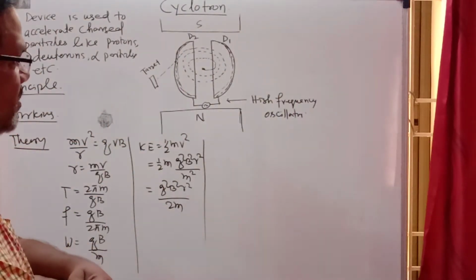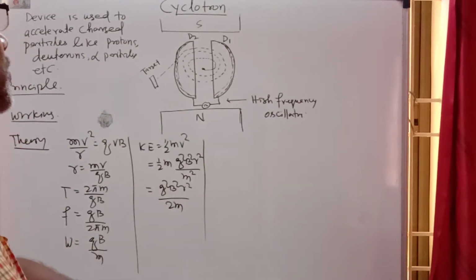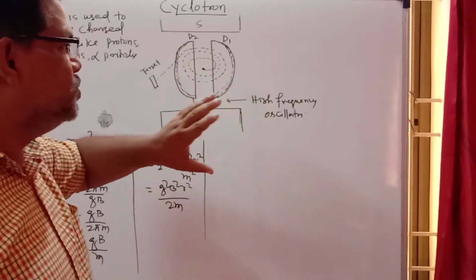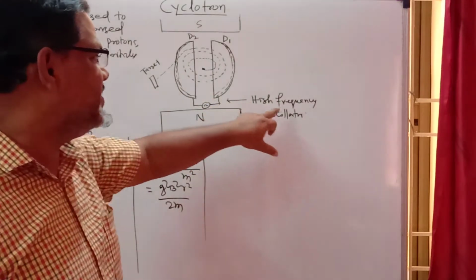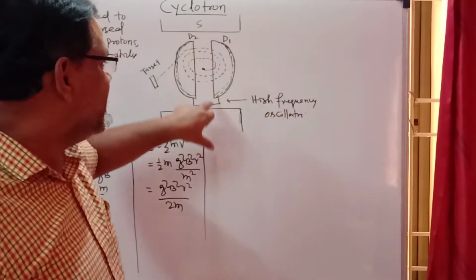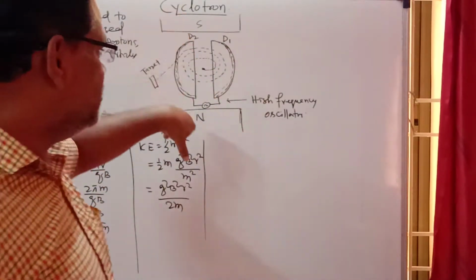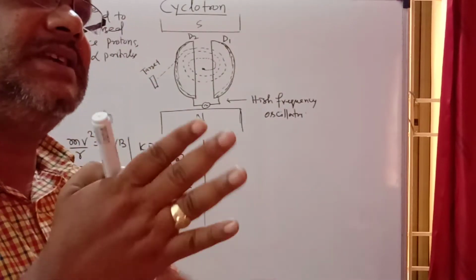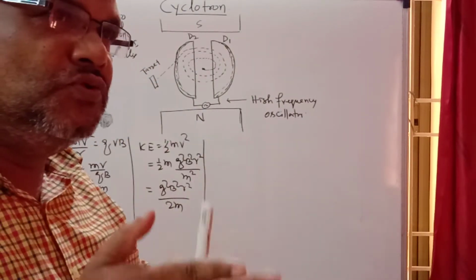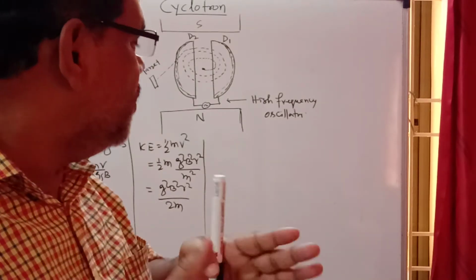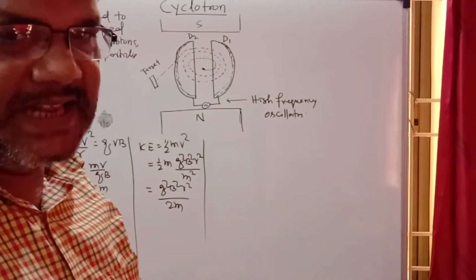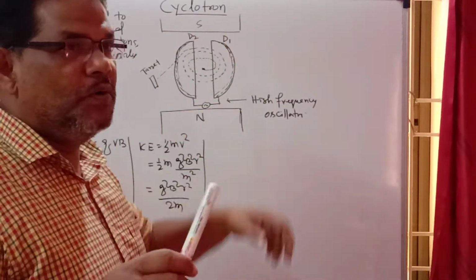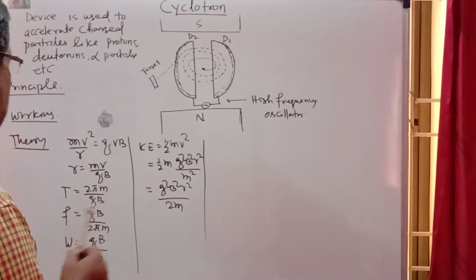What is the principle of the cyclotron? Here we are using two fields. One is the electric field, a high frequency oscillator electric field, and the other is the magnetic field. The north and south poles provide the uniform magnetic field. The principle is that whenever a charged particle is allowed to move in both electric and magnetic fields, it gets accelerated.